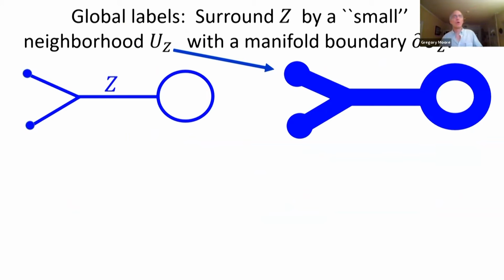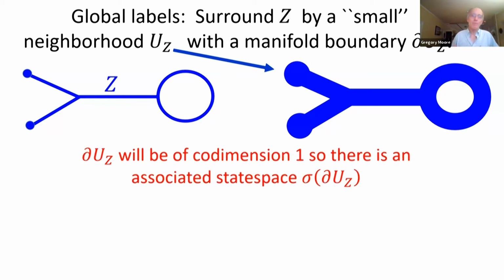Well, one thing is what we call global labels. So here we would surround Z by a small neighborhood. Small, we're doing topological field theory, what do I mean by small? Small means that the neighborhood doesn't intersect any other defect. So we would surround Z by a small neighborhood, U sub Z, which has a nice smooth manifold boundary, boundary of U sub Z, like in the picture. So the boundary of U sub Z is a codimension one smooth manifold.